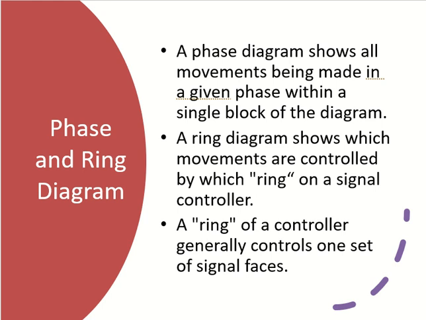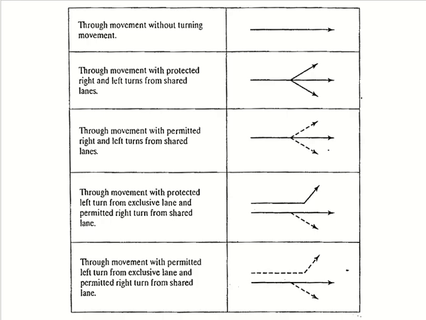In the phase diagram, we show all the movements of the phase. In the ring diagram, we show all the movements of a face, a side. Face meaning side, approach. Clear? Let me show you some examples before we move on, but first some notations we follow in the phase or the ring diagram.